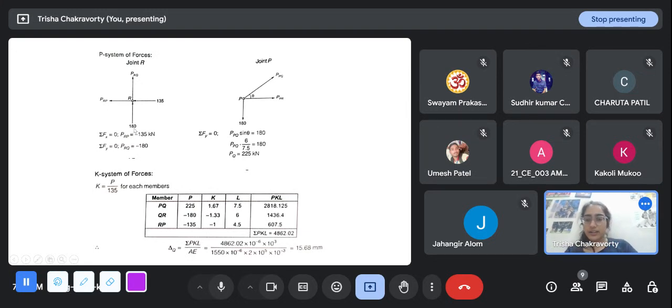So we know it is 135 kilonewton compression, because PRP we are writing here and PPR here, but they are the same force, because in a member, whether you solve from this joint or that joint, you are going to get the same answer, and the same interpretation of tension or compression. So even if you solve PR from here, you will get 135 in compression.